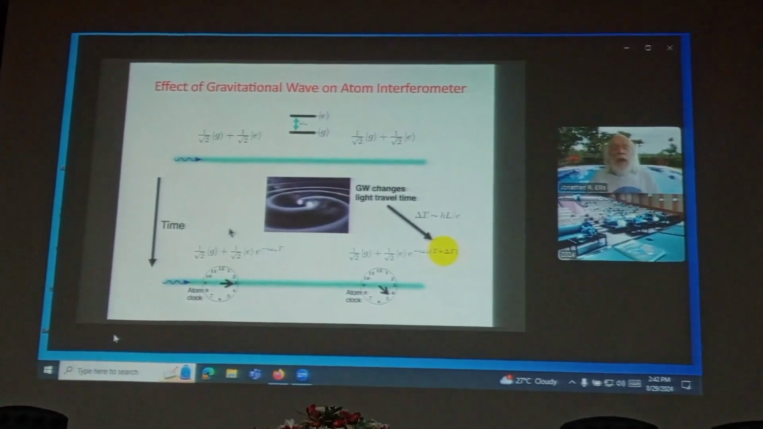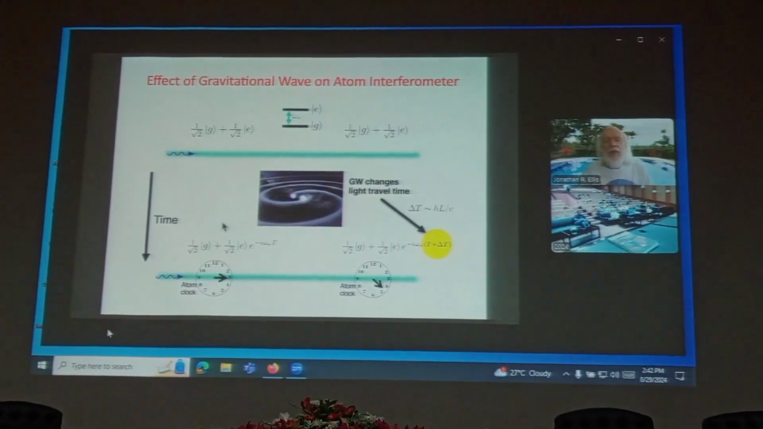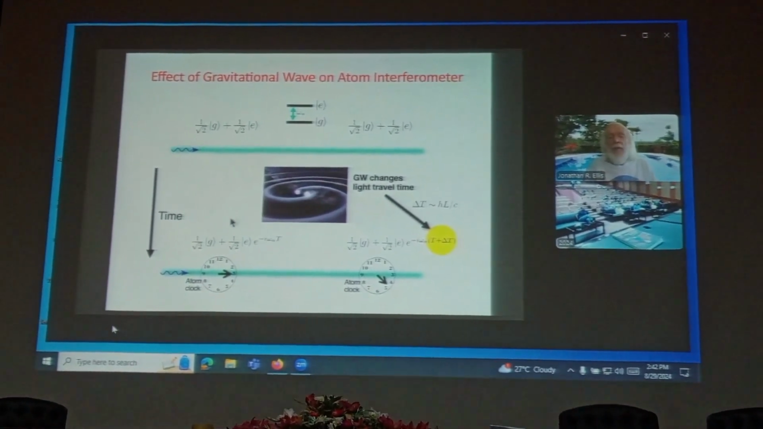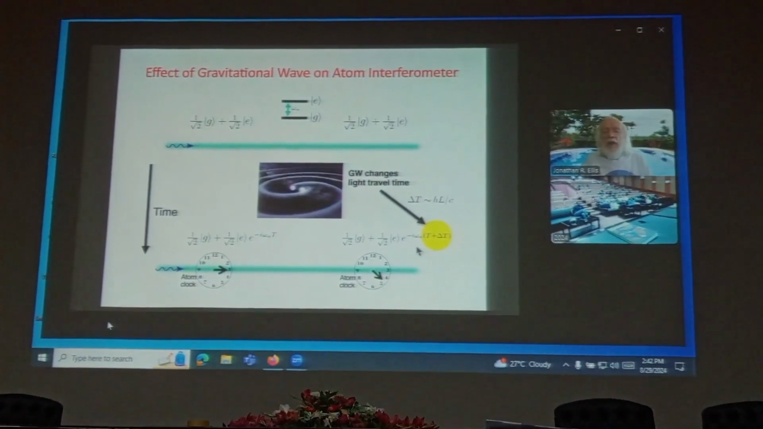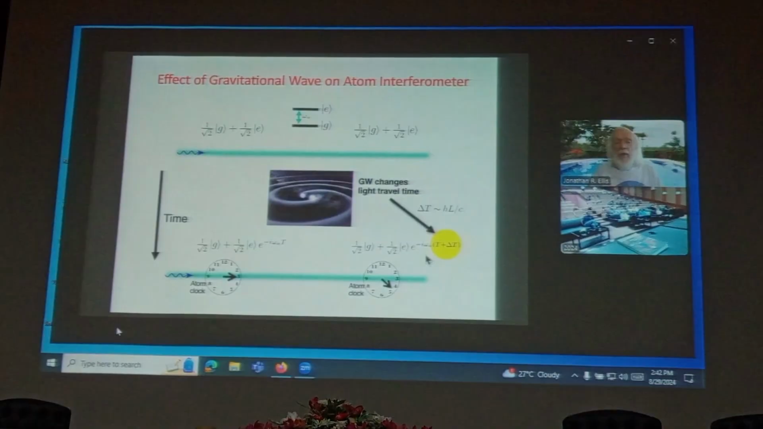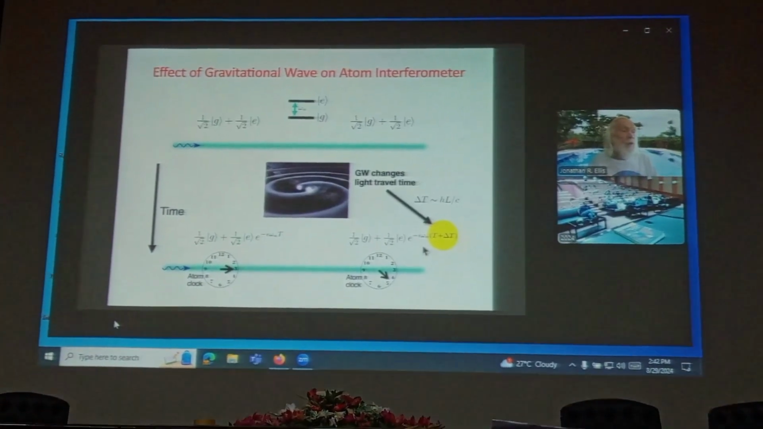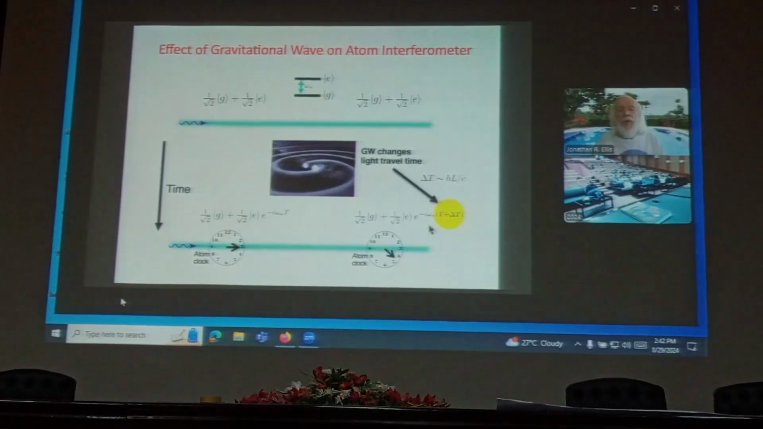So a gravitational wave would have a similar effect on an atom interferometer to what it has on a laser interferometer. It would induce a phase shift with a characteristic frequency which depends on the frequency or wavelength of the gravitational wave source.